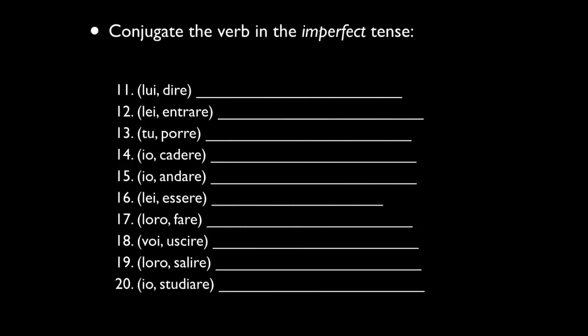Alright, 11, lui dire, he was saying, diceva. 12, lei entrare, that's entrava. 13, tu porre, you were putting down or placing something. Tu ponevi. 14, I was falling, cadevo. 15, andare, that's andavo, I was going. 16, lei essere, that's era. 17, loro fare, loro facevano.